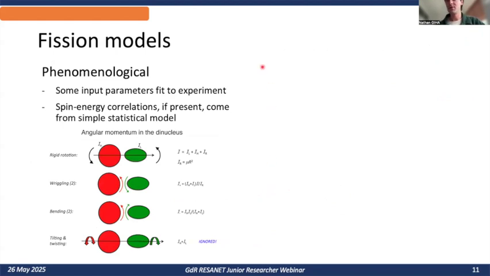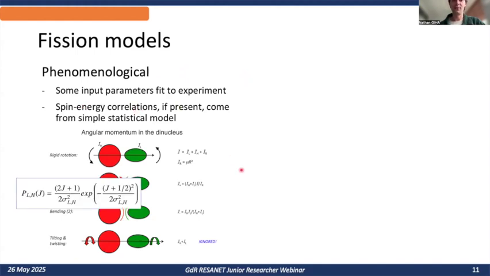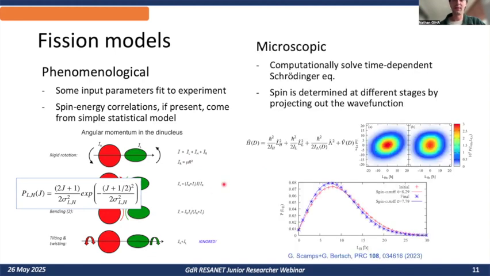I'm really oversimplifying this, but I've kind of split models of fission into two different classes. The first I called phenomenological, and usually they have a set of input parameters that are fit to experimental data. And if there are spin-energy correlations present, they usually come from a simple statistical model where the level density at the excitation energy that's selected is sampled, and then there goes your spin. Everything's encoded in this so-called spin cutoff parameter that somehow fits to the experimental data.